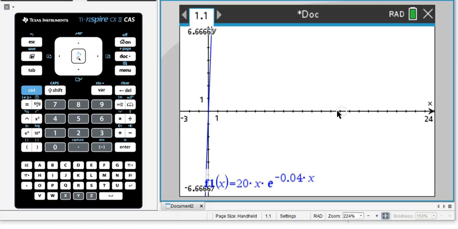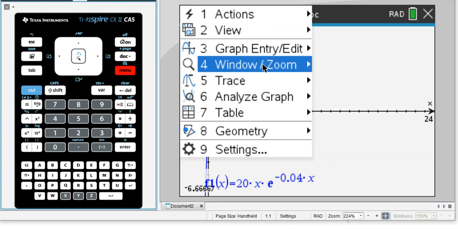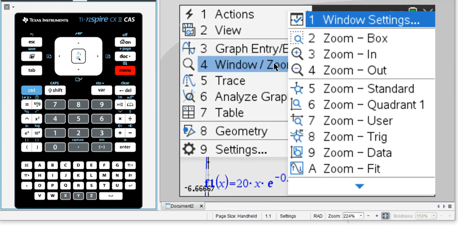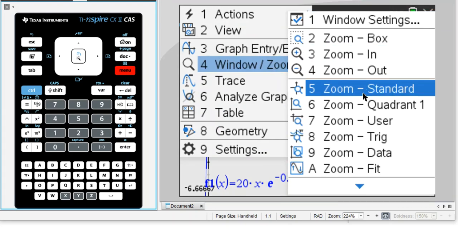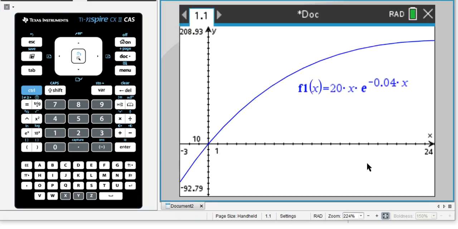There's my horizontal scale that I was after. Now I'm going to let the calculator figure out what the y-axis should be. So if I choose this zoom option and drop down to zoom fit, the calculator will fit the y-axis based on the x-axis that I've just selected. And there's that curve. So evidently a 24-hour time period isn't quite enough for this medicine to be metabolized, but it does look like we're reaching a peak.